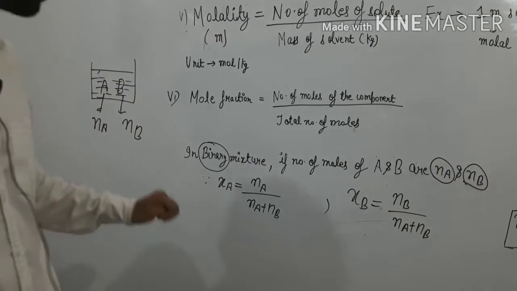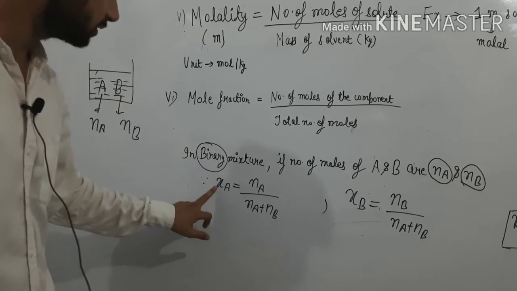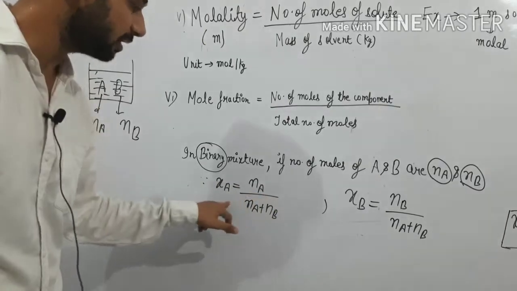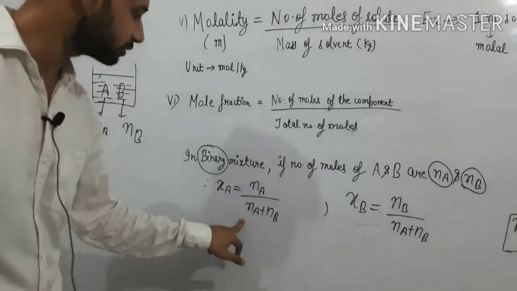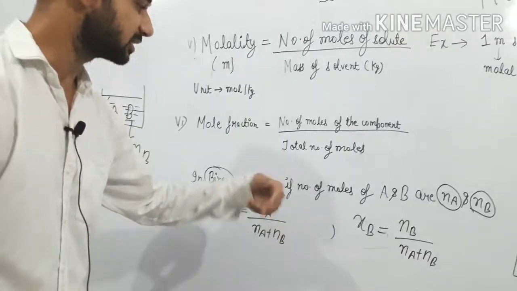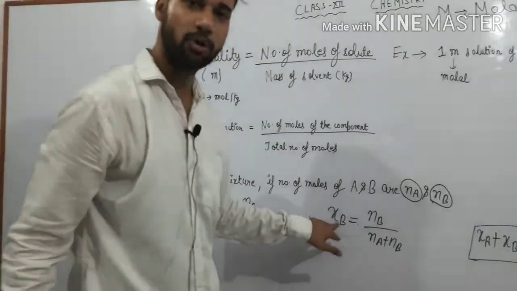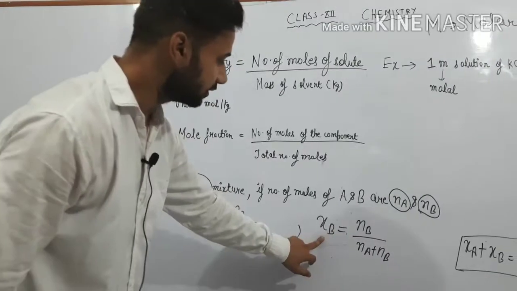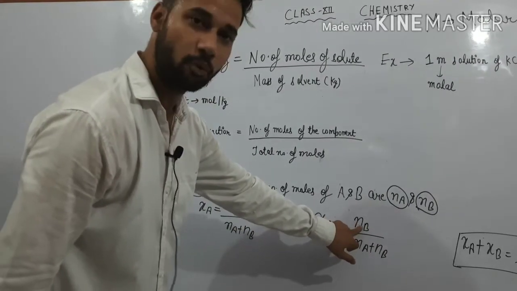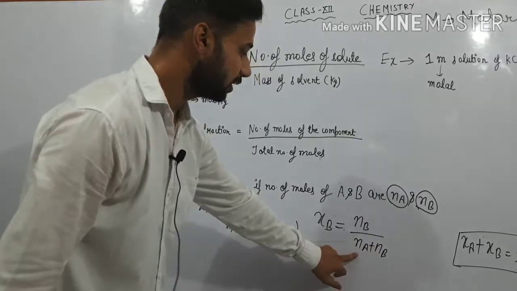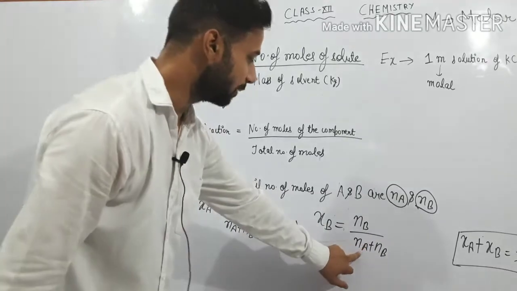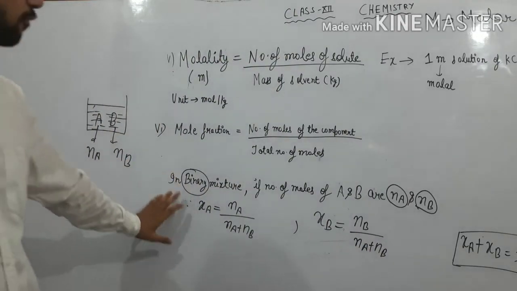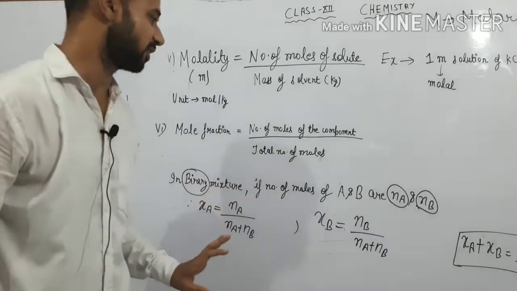If we have to find the mole fraction of A, we will use chi A is equal to number of moles of A divided by total number of moles, and total number of moles means Na plus Nb. Similarly, if we have to find the mole fraction of B, we apply the formula chi B is equal to number of moles of B divided by total number of moles, that is number of moles of A plus number of moles of B. This is the formula to find the mole fraction.